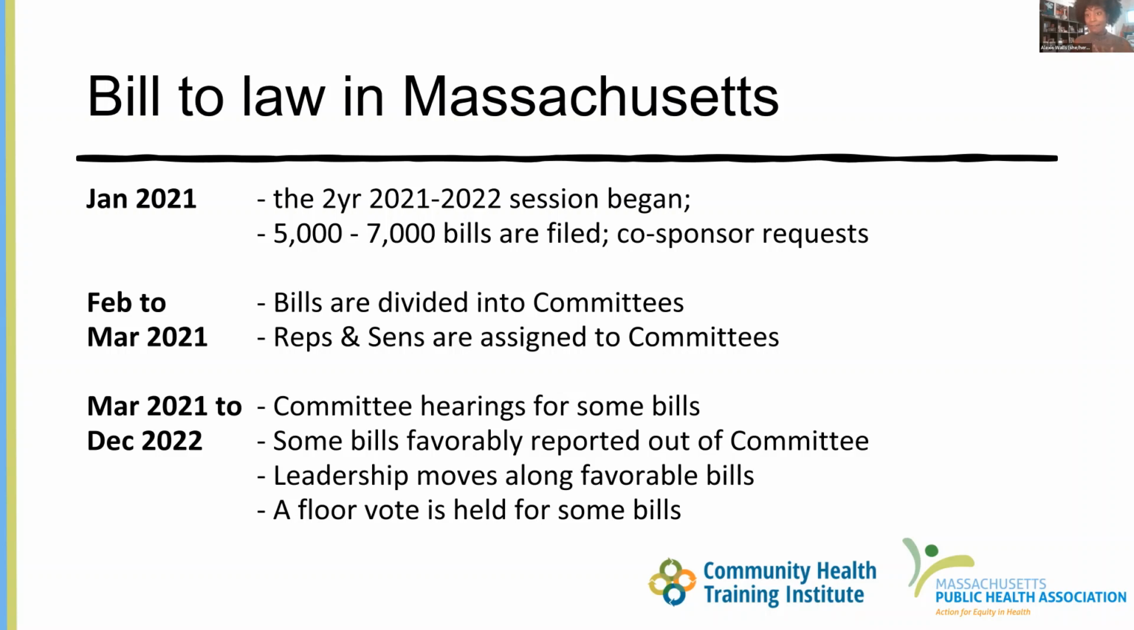And if the vote is positive and overwhelming, then that bill is passed. And then of course we have opportunity for the governor to veto, and then the House and Senate to override that veto, and then it becomes law. So that's just a high level overview of the process.